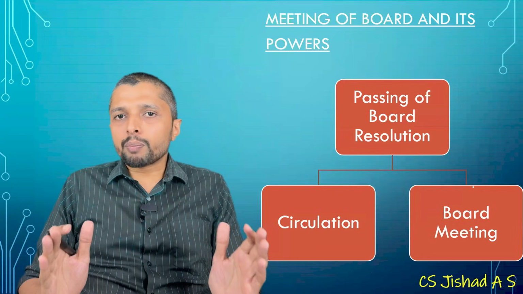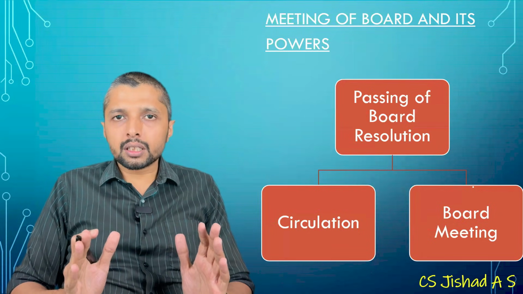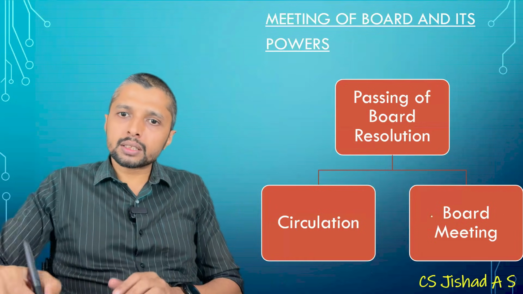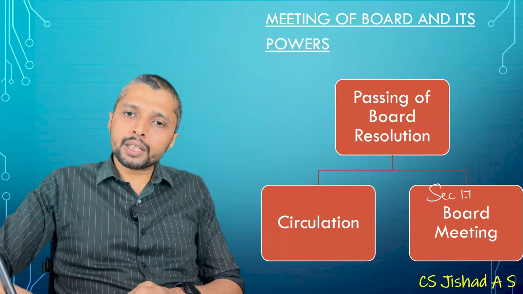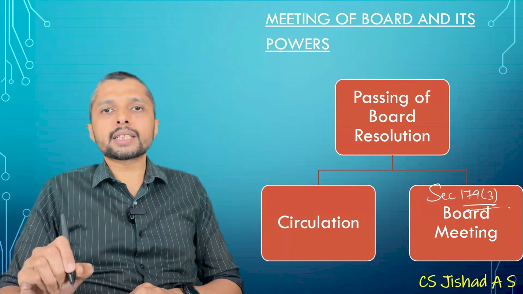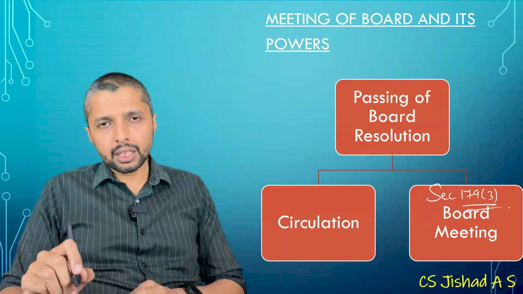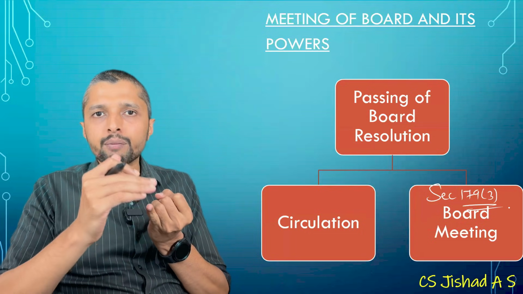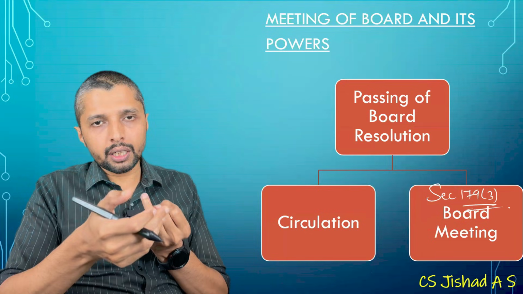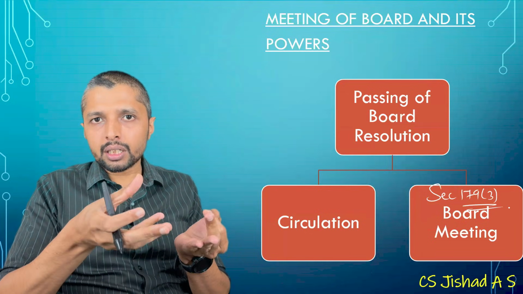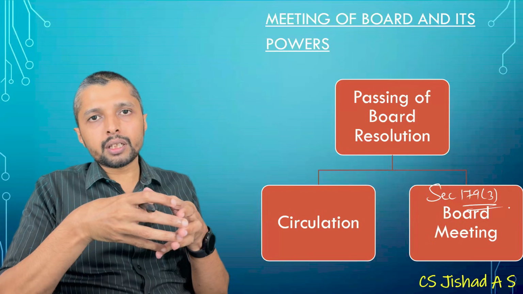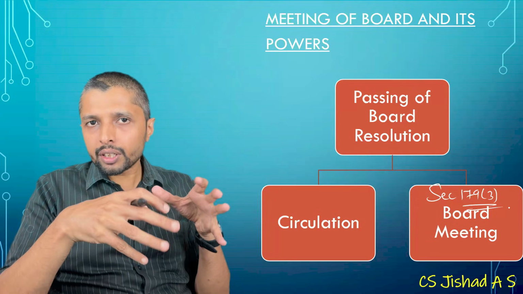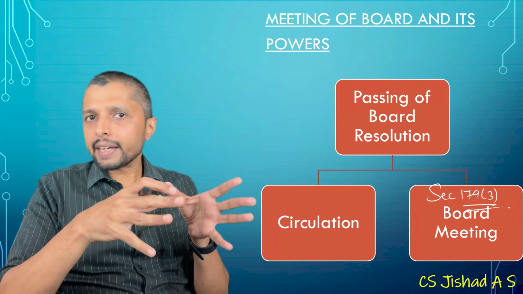Then with respect to passing of a board resolution, there are two methods. One is through circulation. Number two is that certain items will have to be discussed only at a board meeting, which is explained in section 179 subsection 3. We will be using circulation if an item could not be discussed at a board meeting and cannot be deferred till the next board meeting, if the item is of routine nature, and if the cost of conducting a board meeting is very high, you can go for circulation. Circulation means you will be giving all the draft resolutions and necessary papers to all the directors.